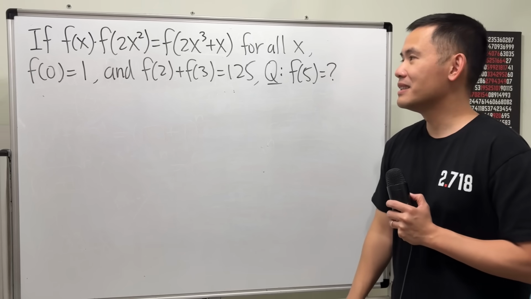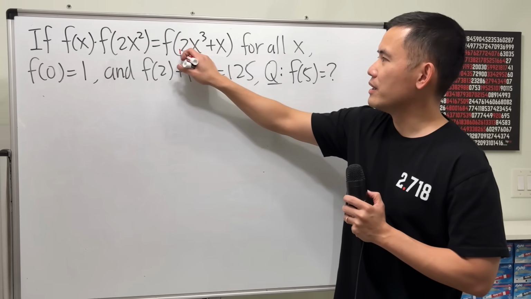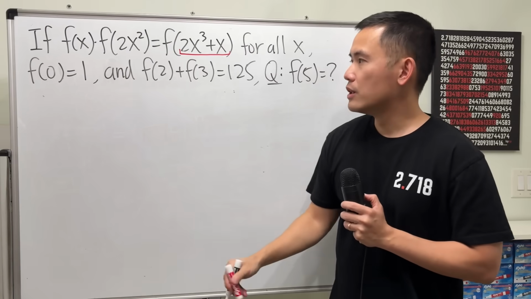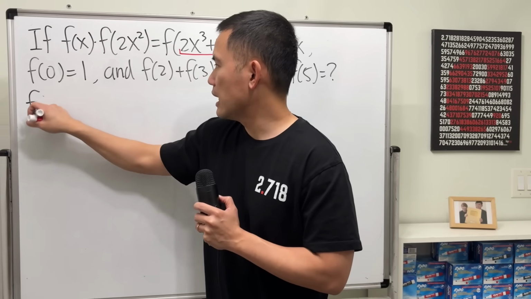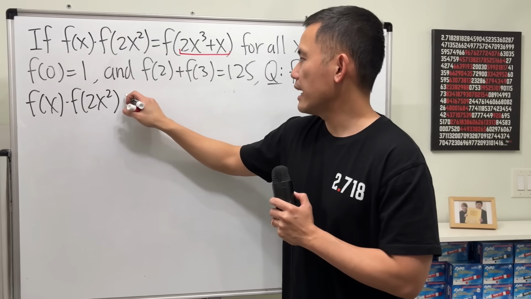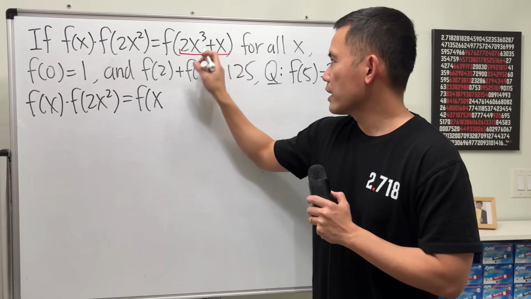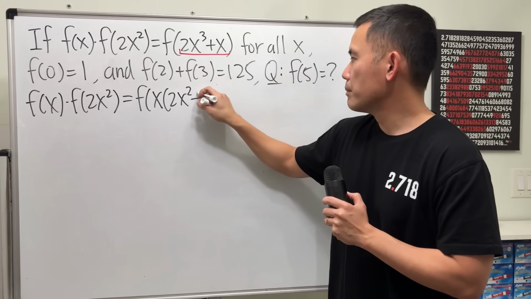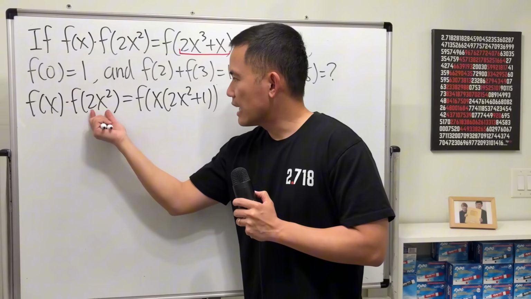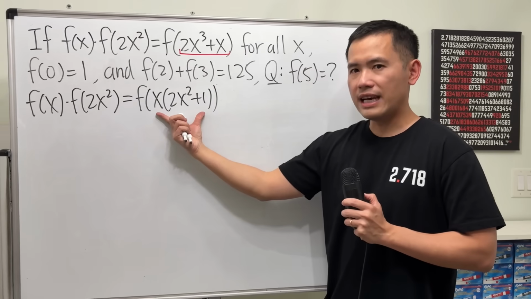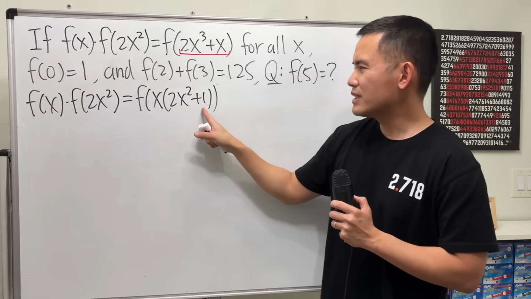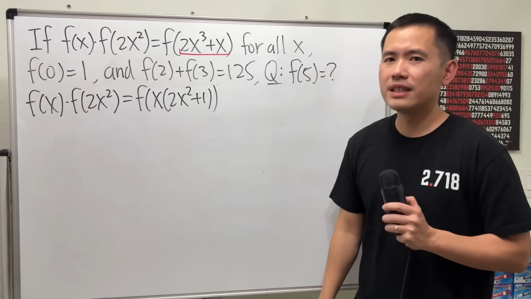So this is how I did it. Firstly, I think the biggest hint is this right here: 2x cubed plus x, where we can factor out x. So this equation is the same as f of x times f of 2x squared, and that is equal to f of, factoring out x, x times (2x squared plus 1). Now have a look. This inside times that inside is very similar to this inside, because we have the x and also the 2x squared from here and here. It's just that we have that plus 1 in that parentheses.